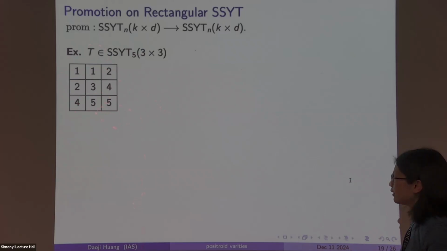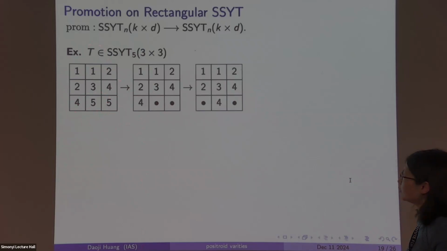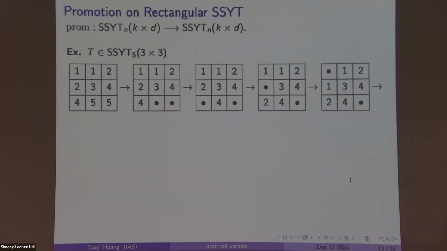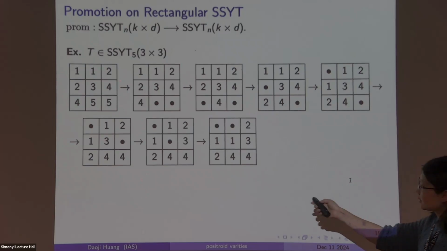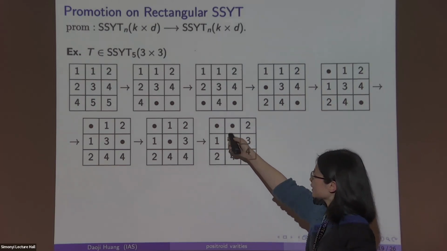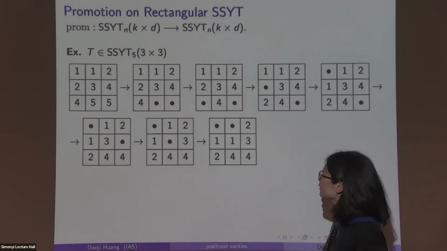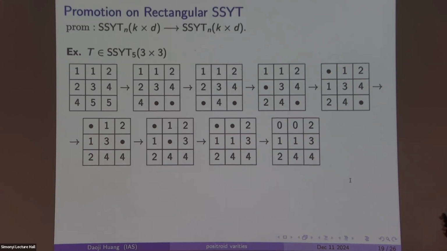If 5 does appear, then I remove the 5 and do reverse jeu de taquin. The boxes slide to the northwest. Then I replace the dots with 0 and add 1 to everyone. So this is the process of promotion on rectangular shaped semi-standard tableaux, and it should not be obvious at all why this is a cyclic action.